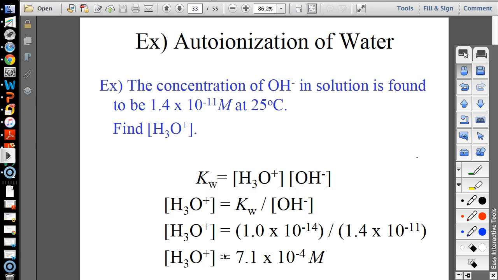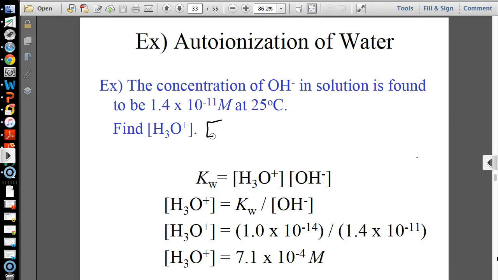So here's an example. The concentration of hydroxide in solution is found to be 1.4 times 10 to the 11th molar, and it wants you to find the hydronium ion concentration. Know here that they could totally ask to find the hydrogen ion concentration. You can write this either way. This is just faster, but that means that. And so go ahead and fill in this example. It's already filled in? Okay. So basically, you just rearrange and then divide by the hydroxide ion concentration, and then you get 7.1 times 10 to the -4th.